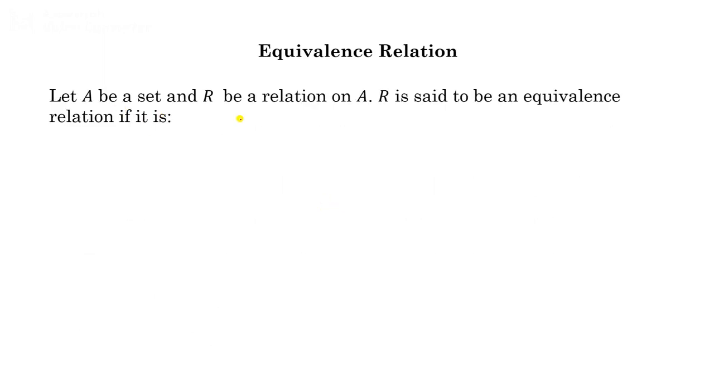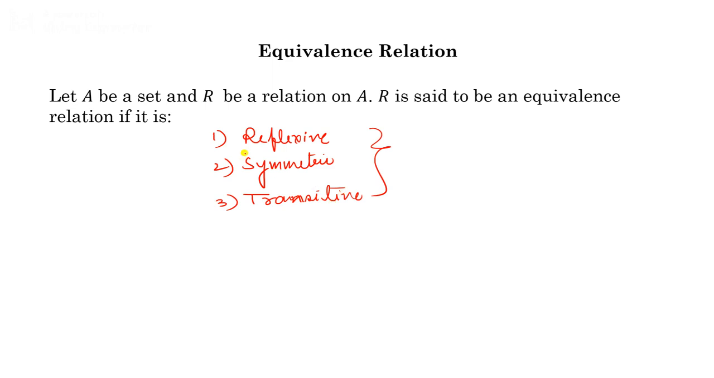Now equivalence relation. Suppose A is a set and R is a relation on A. Then R is said to be an equivalence relation if it is first reflexive, second symmetric, and third transitive. So if a relation R is reflexive, symmetric and transitive, then you will say the relation is an equivalence relation. Now we will take one example.